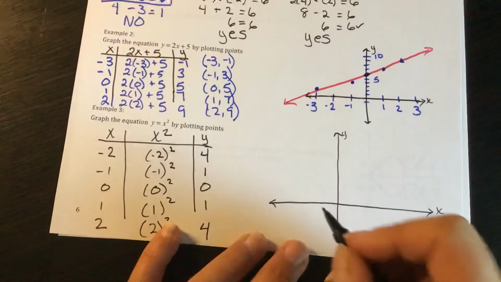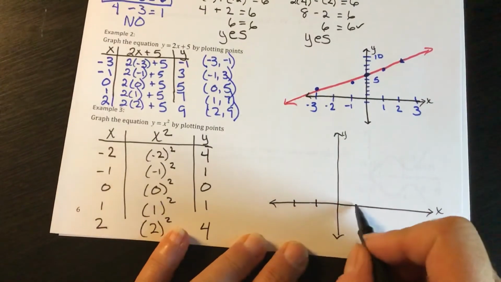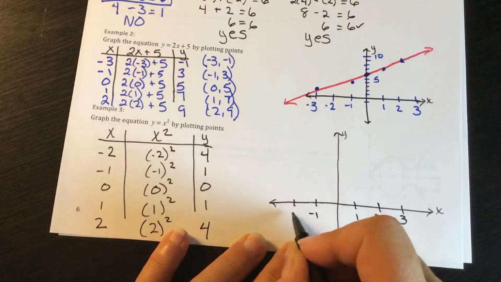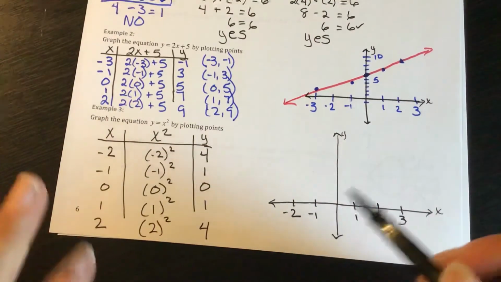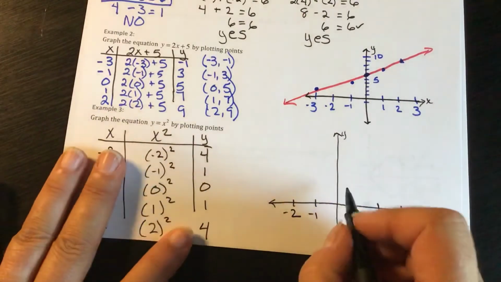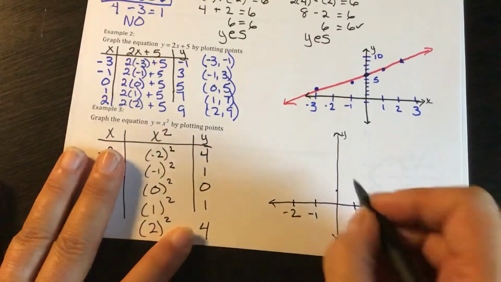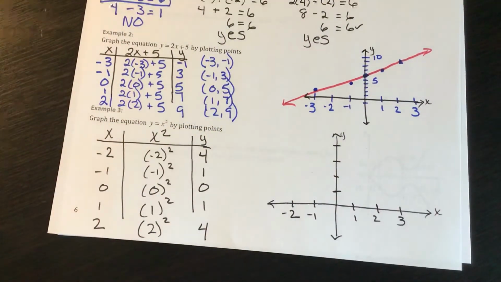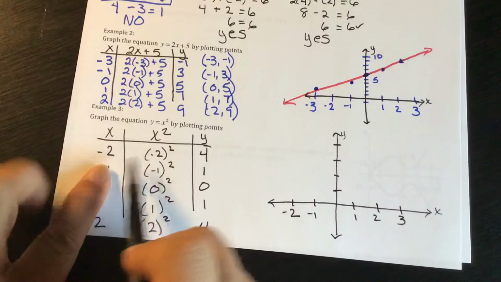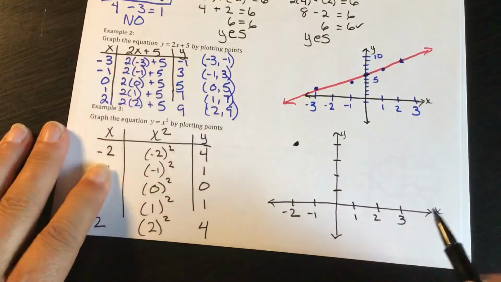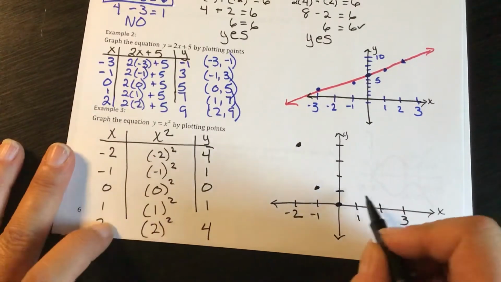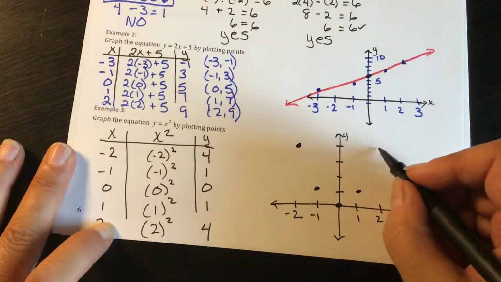All right, so I need again to label my axes. So 1, 2, 3, -1, and -2. And I need to label my y-axes, going from 0 to 4. So 1, 2, 3, 4. These look about the same distance apart. Now I'm going to plot my points. So I have -2, 4. That would be up here. -1, 1. 0, 0. 1, 1. And 2, 4.